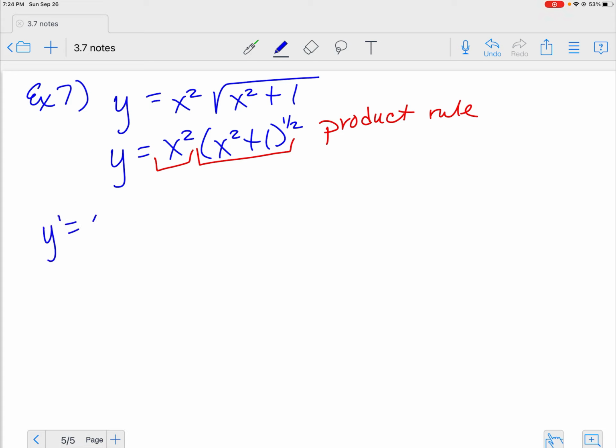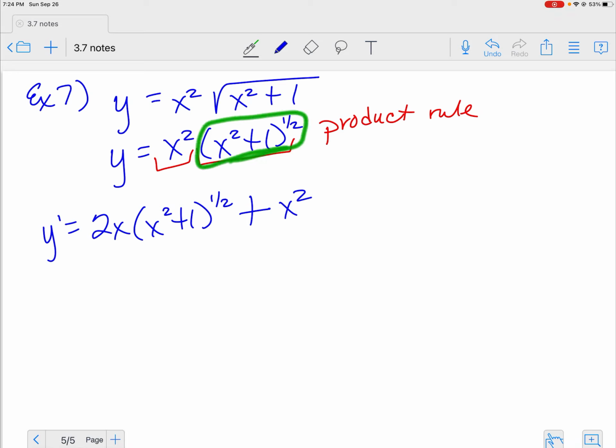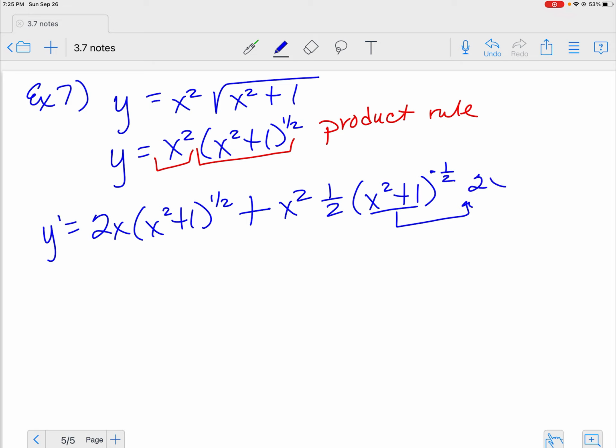y prime is equal to the derivative of the first times the second plus the first. Now check out what's happening. When I take the derivative of the second, what do we get to do for the derivative? Chain rule. Yes, outside function. Bring the 1/2 in front because it's a power rule. Keep the inside. Subtracting 1 from the exponent gives me a negative 1/2, times the derivative of the inside, which is a 2x.